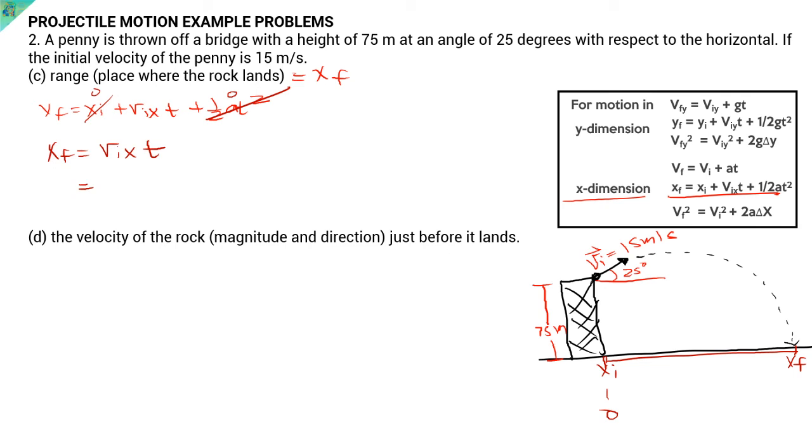Okay, what is our VIX? That is VI cosine theta multiplied by the time.